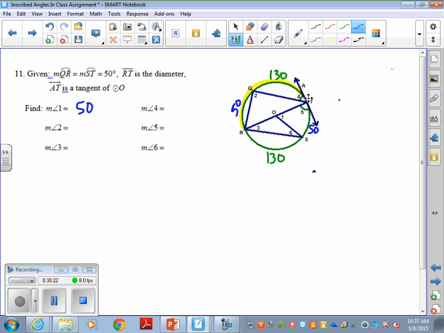All right, what about angle 2? Yes, automatically, it intercepted a semicircle. What about angle 3? 25. It's half the intercepted arc. Angle 4, 65. Half the intercepted arc. Y'all see the 130? Okay. Angle 5.